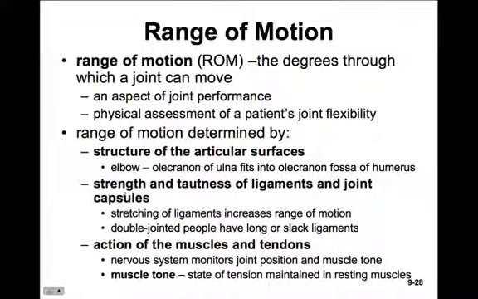The range of motion is determined by the structure of the articular surfaces. In many cases, the joint movement is limited by the shapes of the bone surfaces. For example, you can't straighten your elbow beyond 180 degrees because the olecranon of the ulna fits into the olecranon fossa of the humerus and prevents any further movement. The range of motion is also determined by the strength and tautness of ligaments and joint capsules.